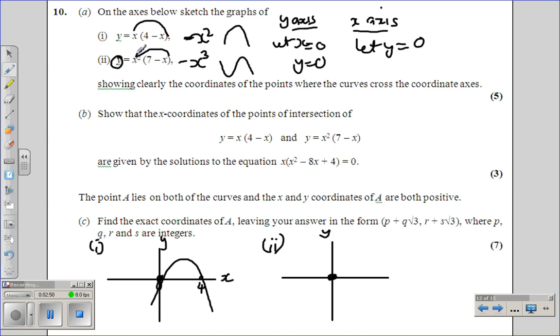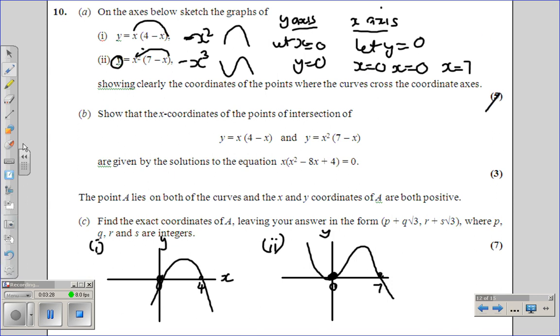There'll be a repeated root here when x is 0. So x equals 0, x equals 0. And also when x equals 7. So it crosses at 7. And because it's a repeated root, it means it's going to just touch the axes here at 0. So this sort of shape, touching there and crossing through there. Doesn't matter how high up this goes because we don't know what it is. So showing clearly the coordinates of the points where the curve crossed the coordinate axes. Done, done, done, done. That's 5 easy marks.